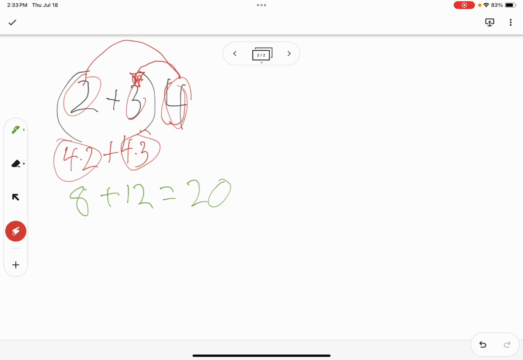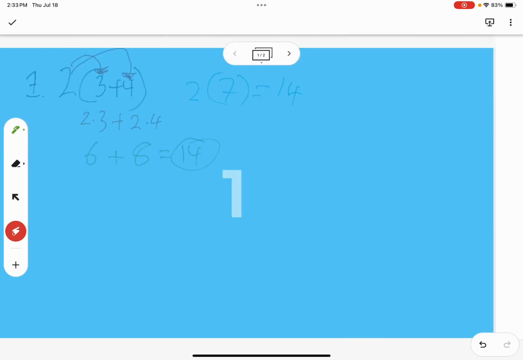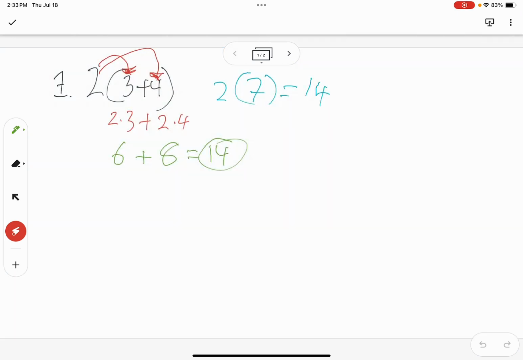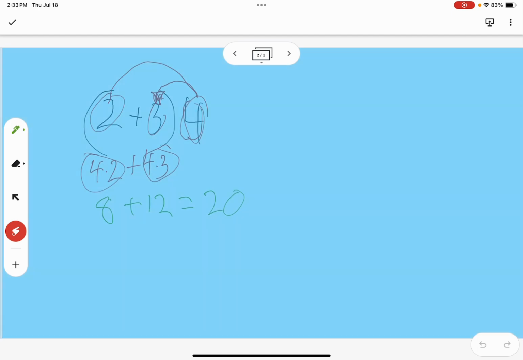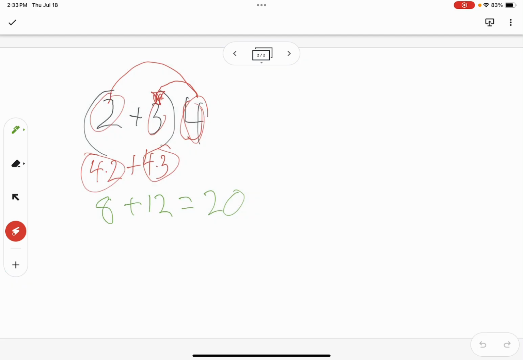A very common mistake that I see here, and I mentioned it in class today, is students will remember to multiply 2 times 3, but they'll forget to also multiply it by the rest of the terms. So they'll do 2 times 3, which is 6, and then they'll just bring down the 4, and that's not correct. You have to multiply this number by everything inside the parentheses, okay? So let's look at this next one.